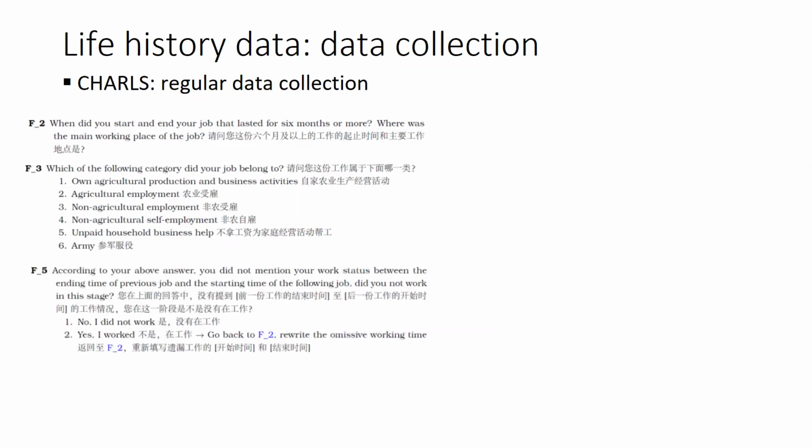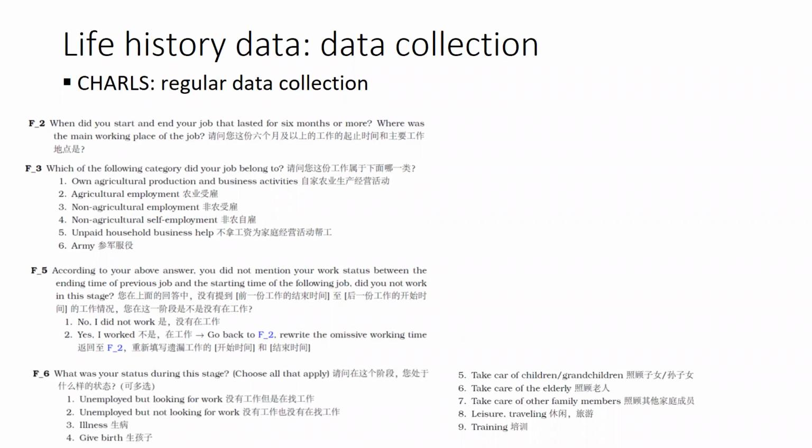You could also have gaps between jobs where you did not work. And they also ask, what did you do in these gap years, in the gaps between the jobs? And then you could be unemployed, or you could be ill, or you have given birth, or take care of someone, and so on. So these are all the information we have about the employment histories, and we use this to build our data.